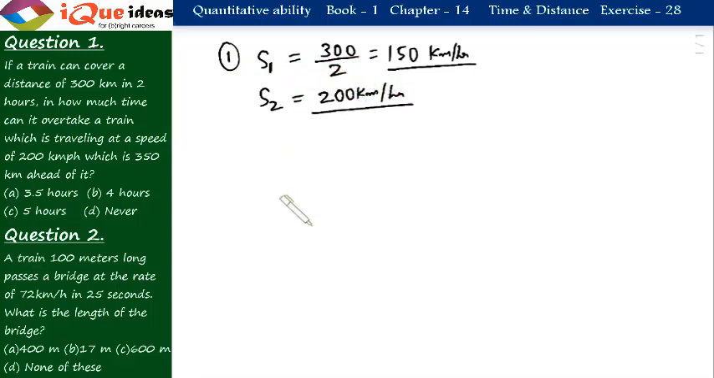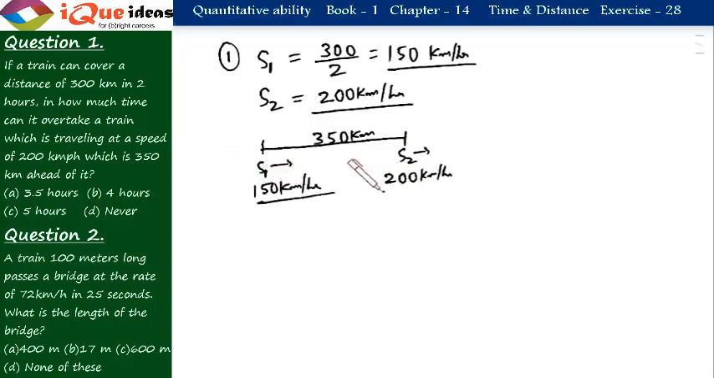Oh, so it is higher. So second train is faster. And then the question says that the distance between them is 350 kilometers. In how much time the first train can overtake the second train? Oh, it cannot, because the train which is ahead is faster and the train which is behind is slower. Alright, so it cannot overtake. So answer is never. Alright, this is how this question is supposed to be done.